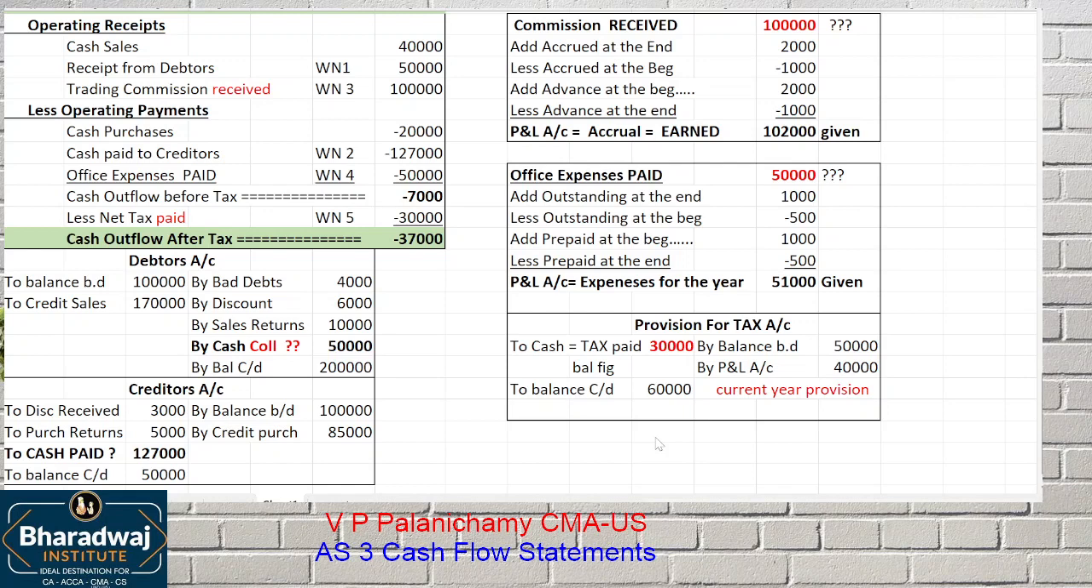Please remember, we are not solving a complete cash flow problem. We are working out the first part, the operating activity. And in that we have seen the direct method. In the exam, they can ask you either the direct method or the indirect method.